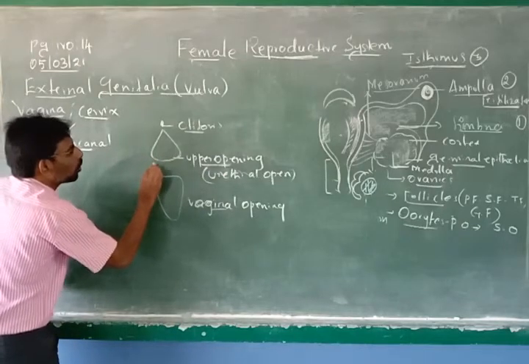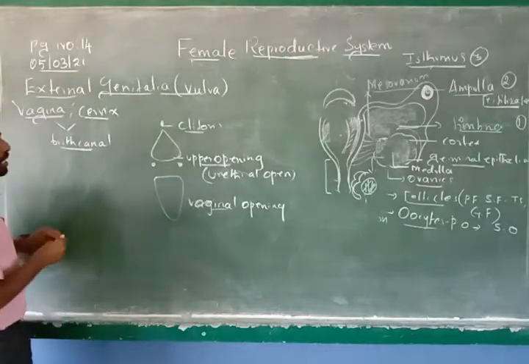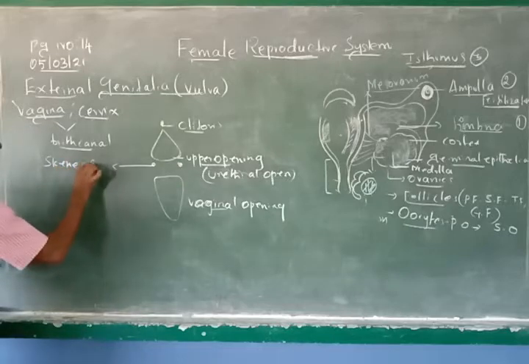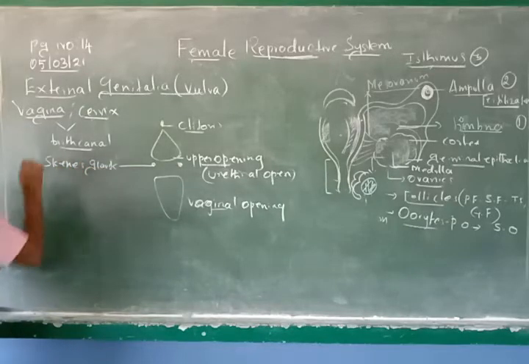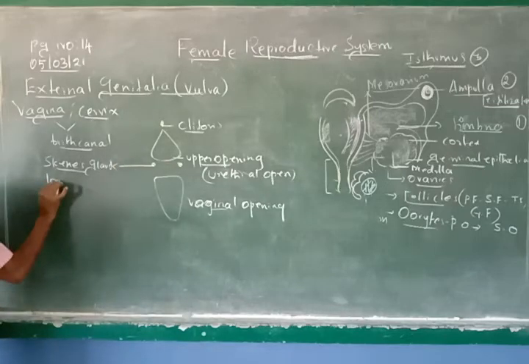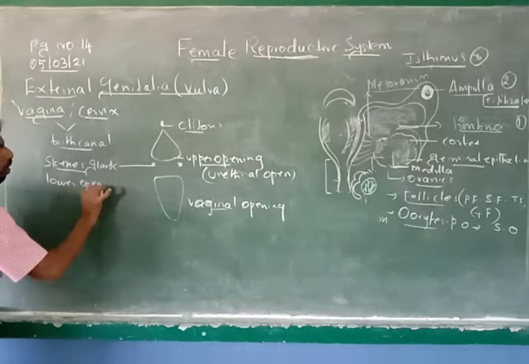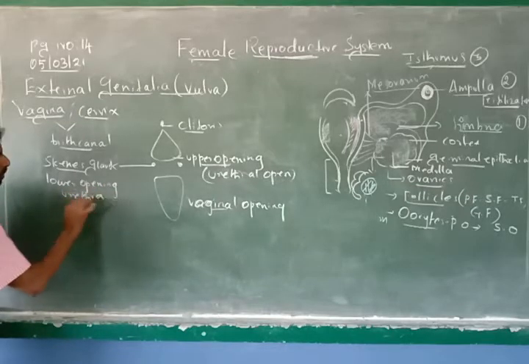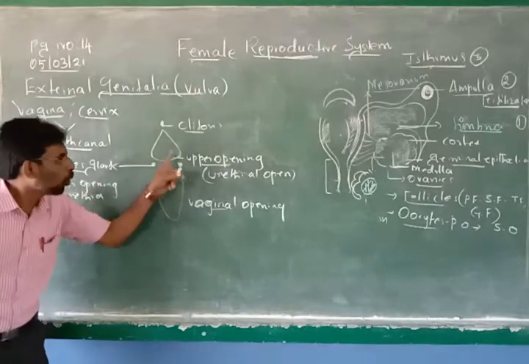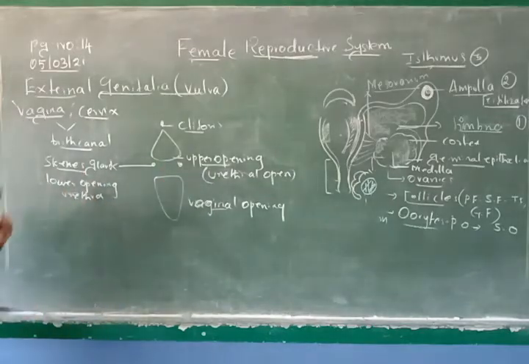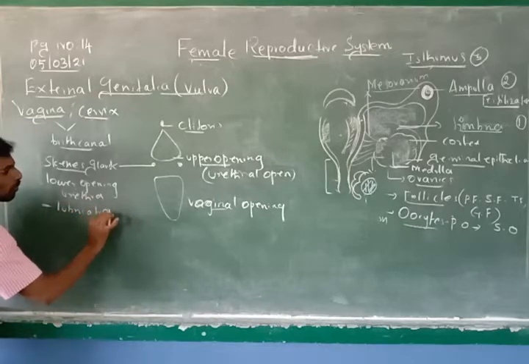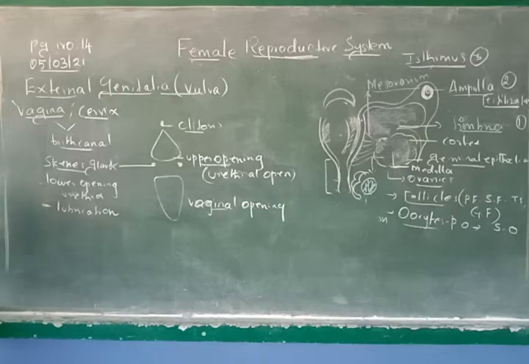Right. So now below this urethral opening, you will find two glands present. These glands are called Skene's glands. Okay, where are they present? They are present on the lower opening of the urethra, on both sides. The role of Skene's gland is to produce a substance for lubrication, a kind of fluid for lubrication purposes.